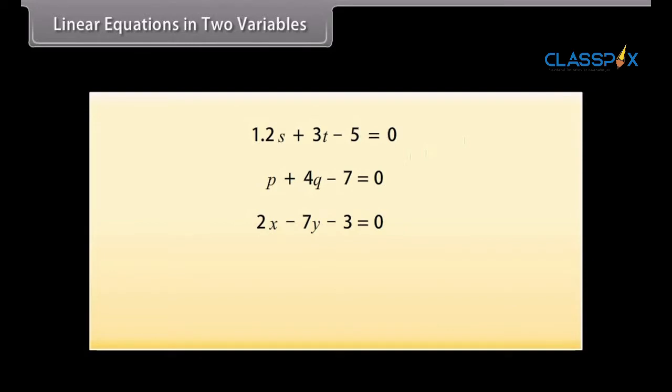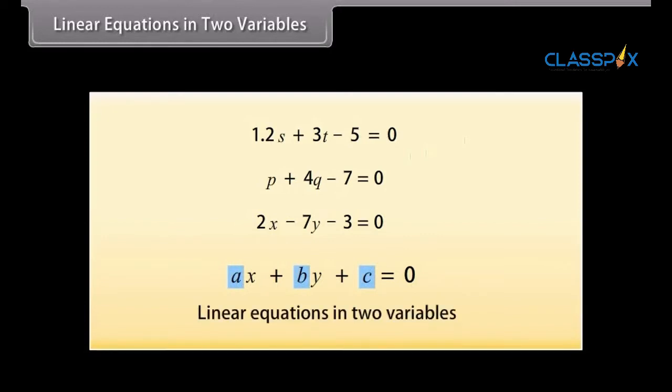So any equation which can be put in the form ax plus by plus c is equal to 0, where a, b and c are real numbers and a and b are not both 0, is called a linear equation in two variables.